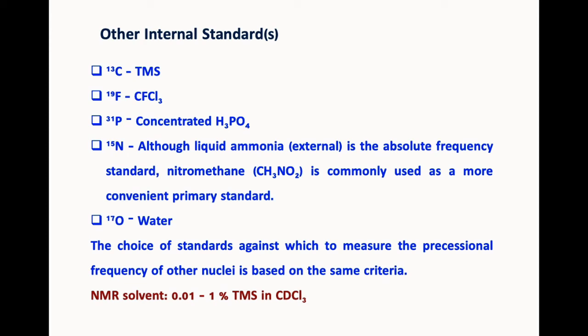And most of these references or internal standards come along with the NMR solvents. The best example is deuterated chloroform. The commercially available deuterated chloroform will have 0.01 percent to 1 percent of tetramethylsilane. Therefore, that particular solvent you can readily use for recording the NMR spectrum of your unknown compounds.